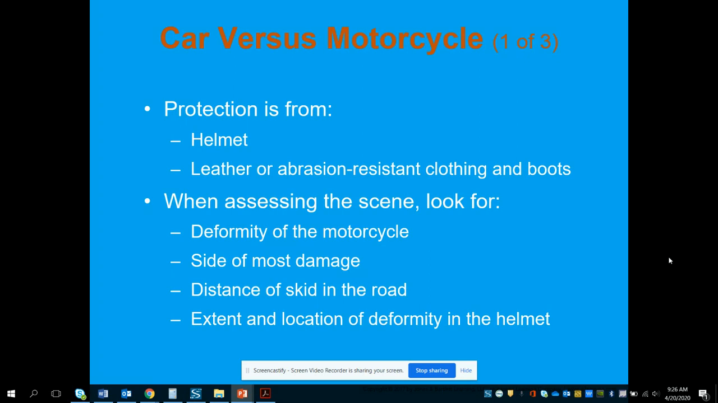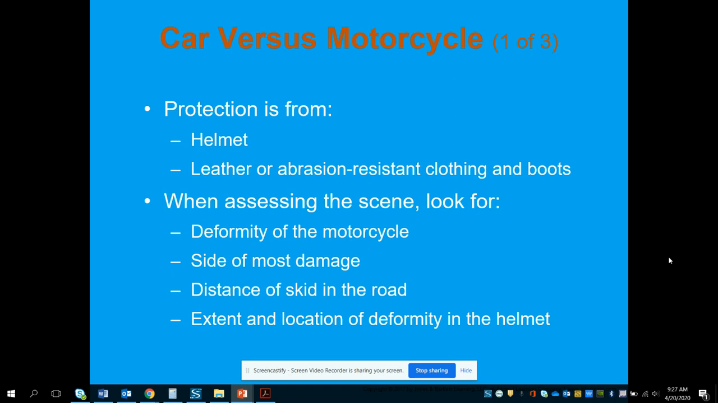Car versus motorcycle, there should be some protection from their helmet, and also leather or abrasion resistant clothing and boots, if they're wearing it. Oftentimes with people who ride motorcycles, there's an old rule of thumb: dress for the slide, not for the ride. So even when it's hot outside, you should be wearing the appropriate protection, but not everyone does. So when they're not, that's where you can look for a lot more potential soft tissue injuries, which we'll get into in a few.